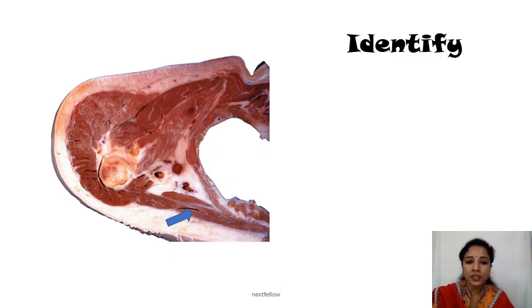What is this muscle? This is pectoralis major muscle, which forms the anterior wall of axilla, and this is the pectoralis minor muscle. This is axillary artery. I hope you all know that.